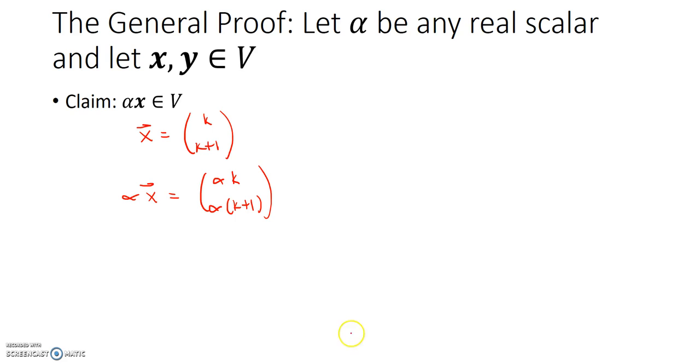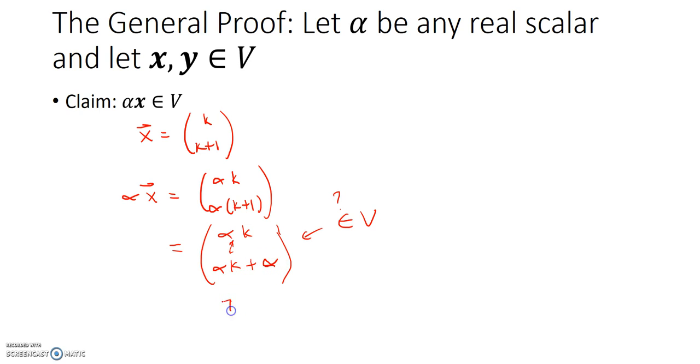If we distribute, however, on the bottom component, we see that this comes out to be alpha k and alpha k plus alpha times 1, or alpha k plus alpha. So there's a little bit of strategy involved here because we need to now make an argument. Does this live inside of V? So in order for it to live inside of V, these two elements right here, the bottom and top component, must be separated by a difference of 1.